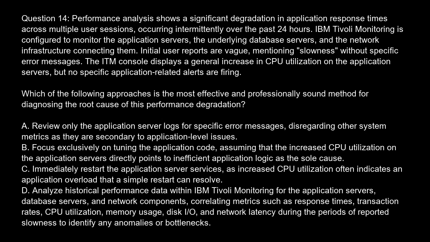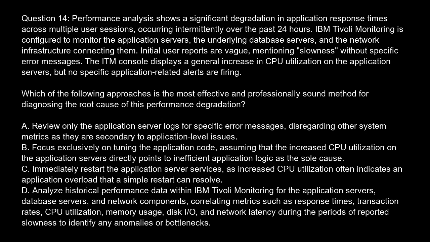Option A. Review only the application server logs for specific error messages, disregarding other system metrics as they are secondary to application-level issues. Option B. Focus exclusively on tuning the application code, assuming that the increased CPU utilization on the application servers directly points to inefficient application logic as the sole cause. Option C. Immediately restart the application server services, as increased CPU utilization often indicates an application overload that a simple restart can resolve.